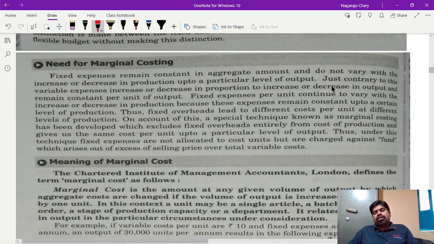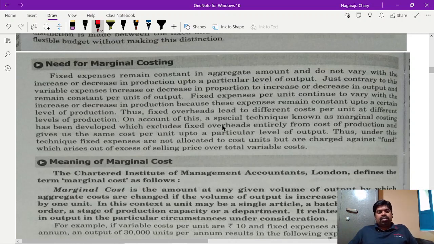Yes, definitely. Just contrary to this, variable expenses increase or decrease with the increase or decrease in output, and remain constant per unit of output. Fixed expenses per unit continue to vary with the increase or decrease in production because these expenses remain constant up to a certain level of production. Thus, fixed overheads lead to different costs per unit at different levels of production.